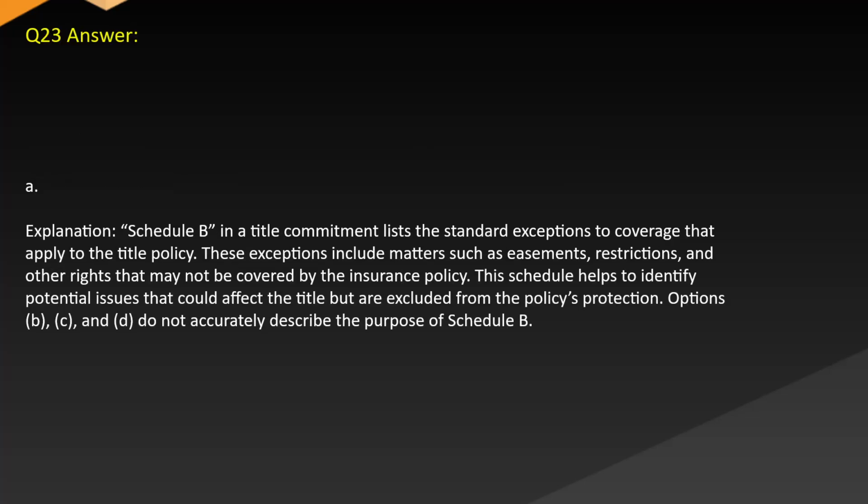Answer A. Explanation. Schedule B ECIT title commitment lists the standard exceptions to coverage that apply to the title policy. These exceptions include matters such as easements, restrictions, and other rights that may not be covered by the insurance policy. This schedule helps to identify potential issues that could affect the title but are excluded from the policy's protection. Options B, C, and D do not accurately describe the purpose of Schedule B.